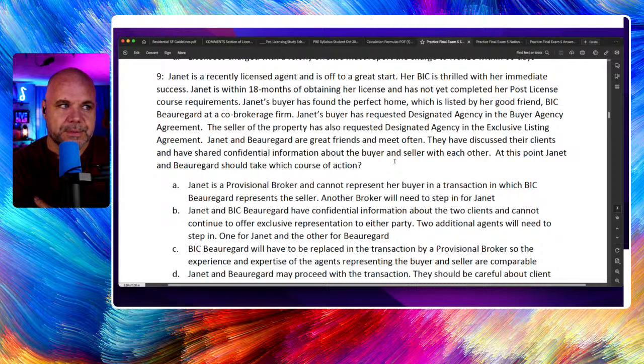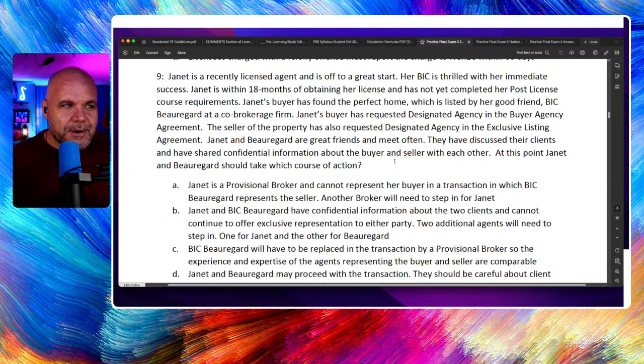Two different firms. Janet's buyer has requested designated agency in the buyer agency agreement. Okay, that's nice, but it's not applicable. Doesn't matter about designated agency in this case because the agents involved are two separate firms. If they were the same firm as Janet, then they would be okay with designated agency. But again, not the case here. The seller of the property has also requested designated agency. Great, whatever, doesn't matter here, right?